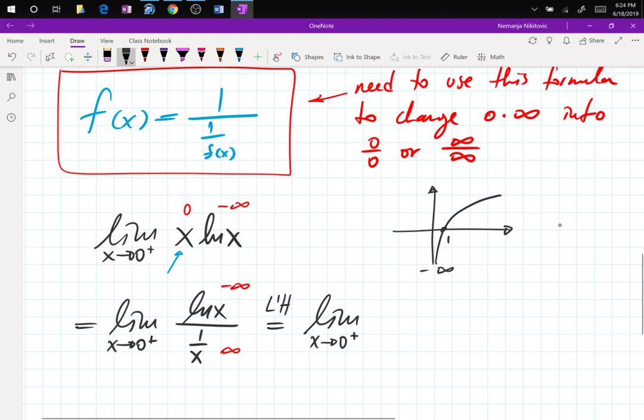What's the derivative of ln x? 1 over x, good. And what's the derivative of 1 over x? Very good. So now this turns into the limit as x approaches 0 plus of x, which is 0. That'll be x squared in the numerator, and then negative x in the denominator.